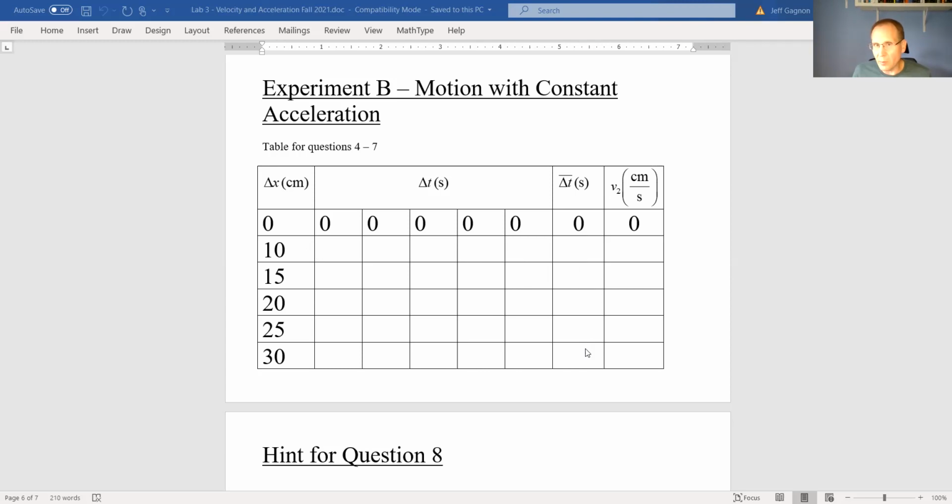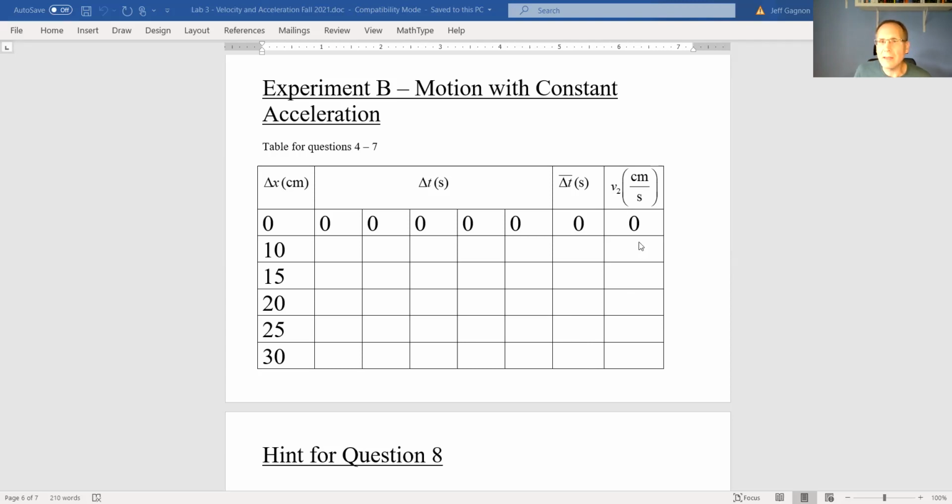Again, make sure you round to all 4 decimal places. The last column here is called V2 in the lab manual. This is the Vx final, your final velocity of the cart as the end of the flag passes through the photo gate. So this is that formula that we came up with earlier.